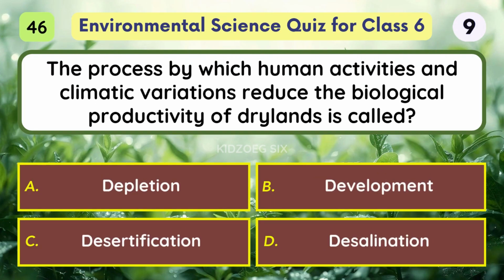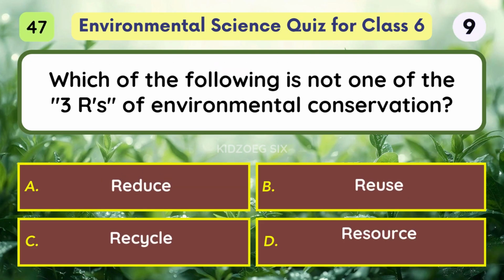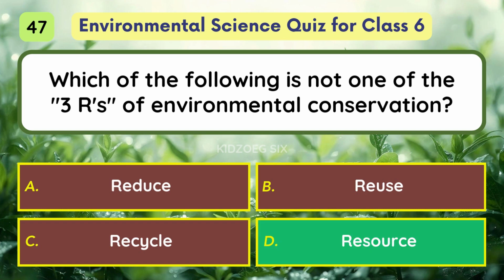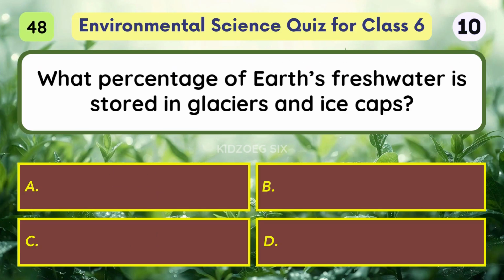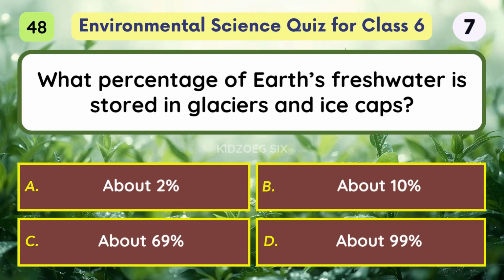The process by which human activities and climatic variations reduce the biological productivity of drylands is called. Desertification. Which of the following is not one of the 3 R's of environmental conservation? Resource. What percentage of Earth's freshwater is stored in glaciers and ice caps? About 69%.